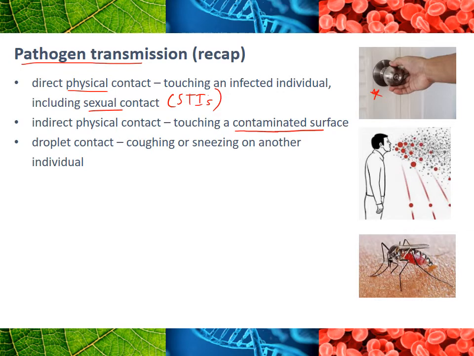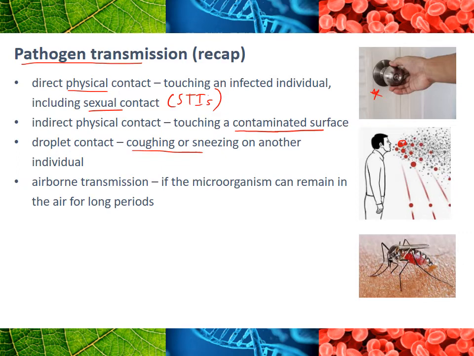Droplet contact, you know all about this one. This is one of the main modes of transmission for coronavirus. So coughing or sneezing. So each of these little droplets has bits of the pathogen in there. This is different to airborne transmission, which is when the pathogen can remain in the air for long periods. And it is thought that coronavirus is possibly in this category. Obviously, it's a new disease, it's hard to know exactly, but there's evidence that suggests that beyond just sneezing or coughing on someone, it may be able to exist in the air for a certain amount of time.